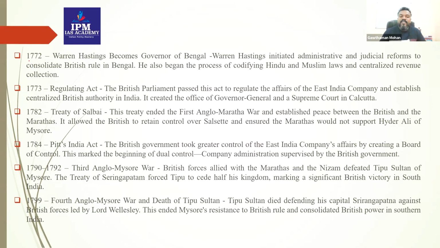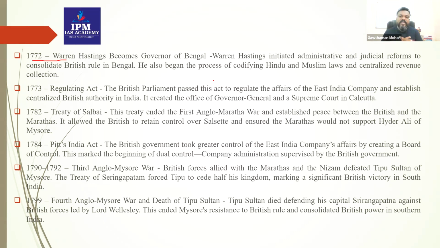1765. In 1772, Warren Hastings becomes the governor of Bengal. So this has to be very clear, governor of Bengal. He initiated administrative and judicial reforms to consolidate the British rule in Bengal. He also began the process of codifying the Hindu and Muslim laws and centralized revenue collection.